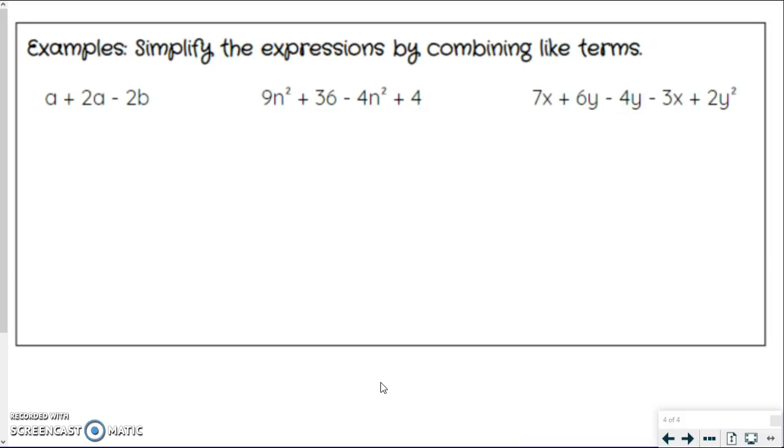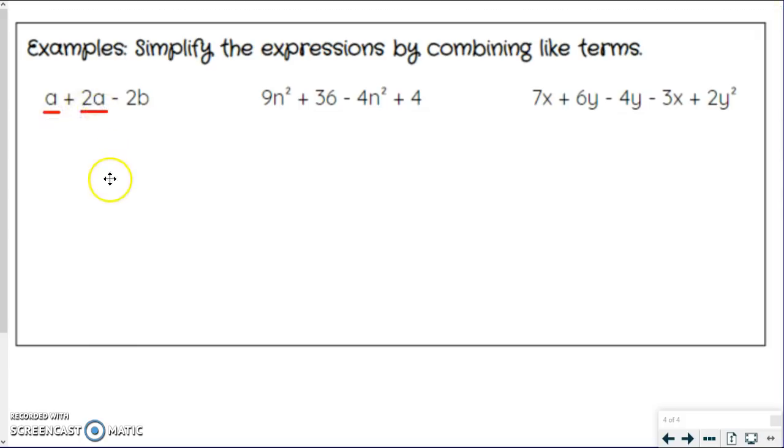So we're going to simplify the expressions by combining like terms. Let's look at this first one. We have a plus 2a minus 2b. All I'm looking for is what like terms are there. When I see I have an a and a 2a, I know those are the same variable raised to the same power. And if it helps you, you could underline them if you want.